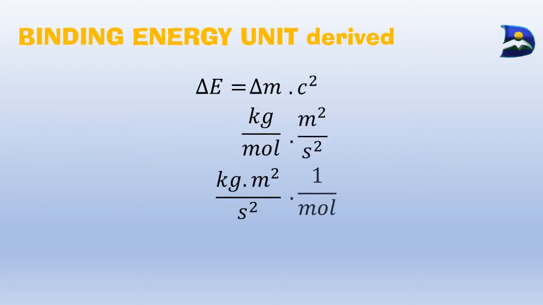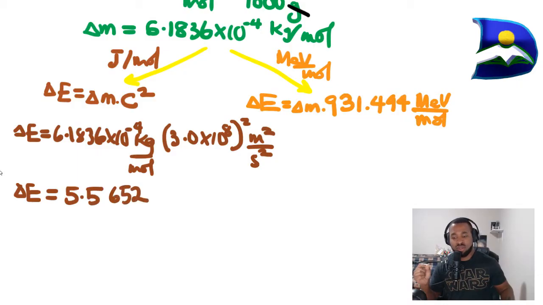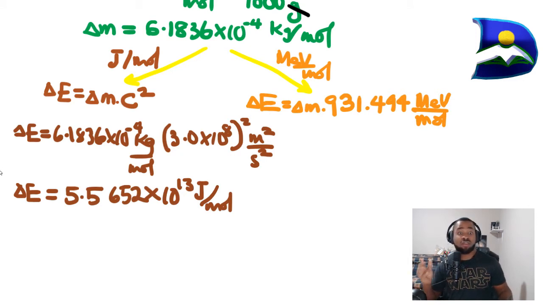So therefore, in this part, we have our energy to become 5.5652 times 10 to the 13 joules per mole. And so once we're able to do this, just that, we can actually convert our joules per mole to mega electron volts. But you know what? Let's go to the mega electron volts and let's see our answer first for this particular pathway.